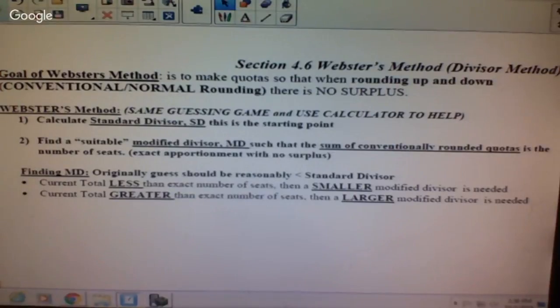Webster came through and said, I don't like upper quotas, I don't like lower quotas. So we're going to do a mixture of both. So we're going to normally round. Remember, if I have 0.5 or more, raise the score. 5 or more, raise the score; 4 or less, give it a rest. Everything's going to be the same until we get to the actual rounding part.